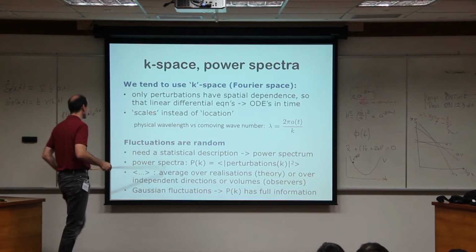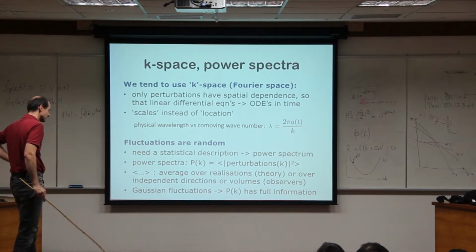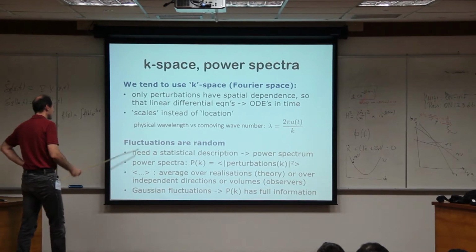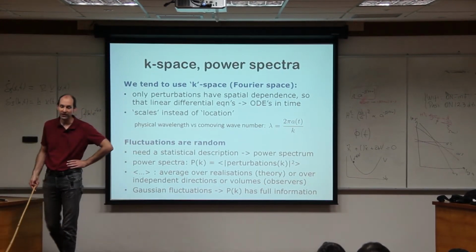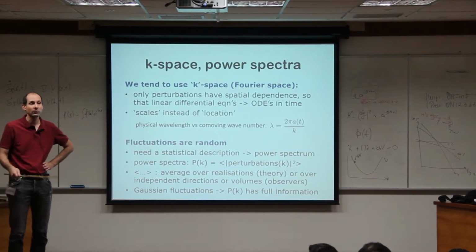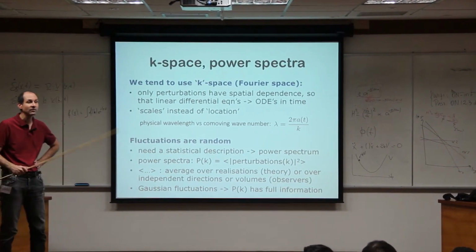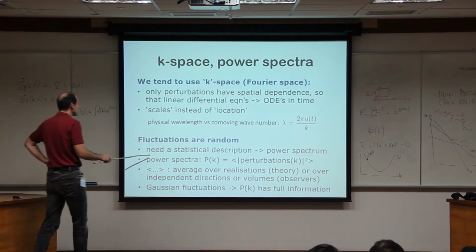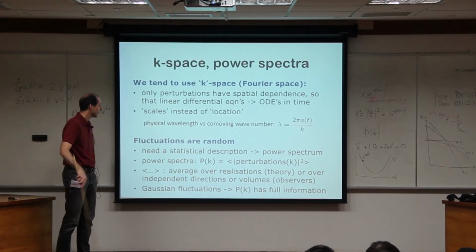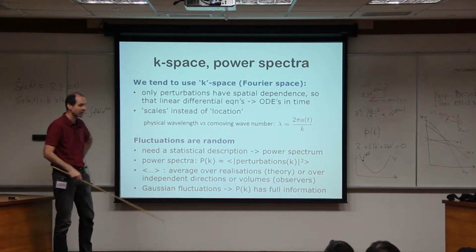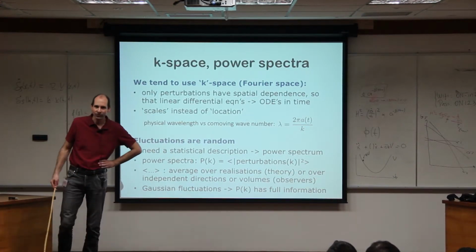Just let's not forget. And then the second point is that if you create initial fluctuations, you cannot predict where an over or under density is. So they're statistically random, and so you need a statistical description. And so what we do is we use basically random and Gaussian.